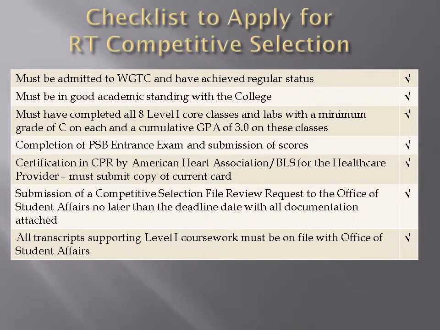Here is a checklist to apply for RT competitive selection. Student must be admitted to WGTC and have achieved regular status. A student must be in good academic standing with the college. A student must have completed all 8 Level 1 core classes and labs with a minimum grade of C on each and a cumulative GPA of 3.0 on these classes. A student must complete the PSB entrance exam and submit scores.